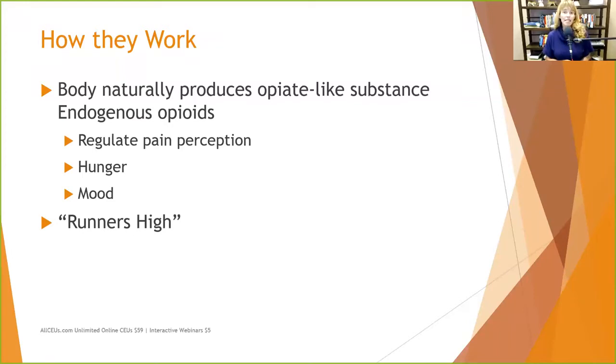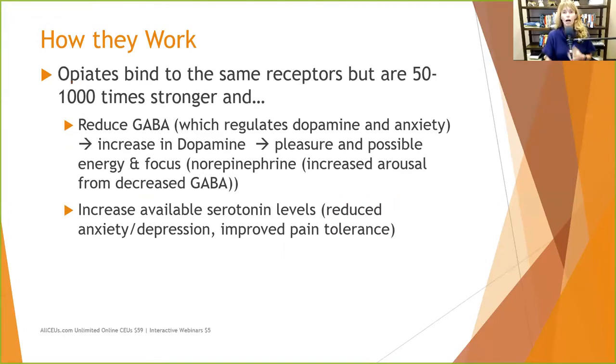How do they work? Well, the body naturally produces opiate-like substances called endogenous opioids. This is what we think of when we think of the runner's high. When somebody has pain, the body naturally sends out painkillers. They're nowhere near as strong as the synthetic or even the natural opiates like those from opium. No matter whether you're taking something natural or synthetic, it is hundreds of times stronger than what your body would naturally produce. Endogenous opioids do help regulate pain perception, hunger, and mood, though. So they're involved in a lot of the same things that serotonin's involved in. That'll become important later. Opiates bind to the same receptors but are 50 to 1,000 times stronger than endogenous opioids.